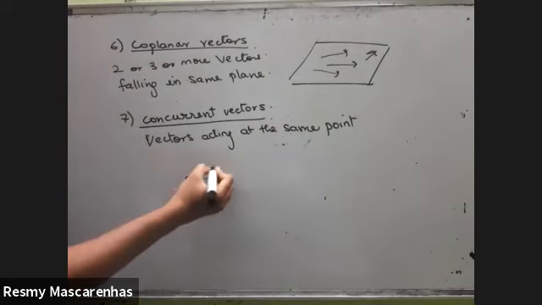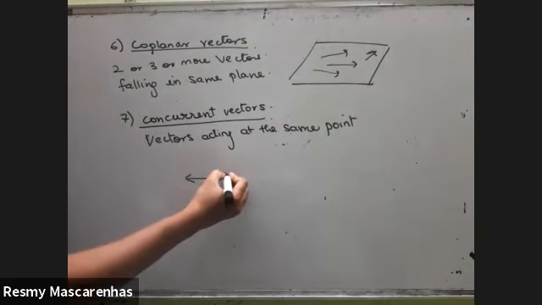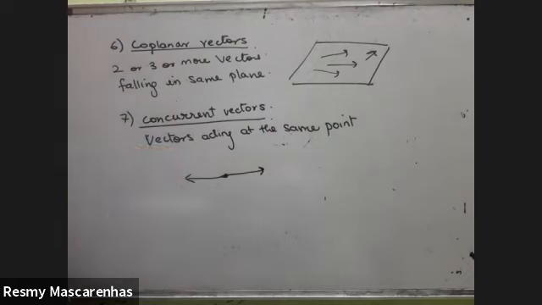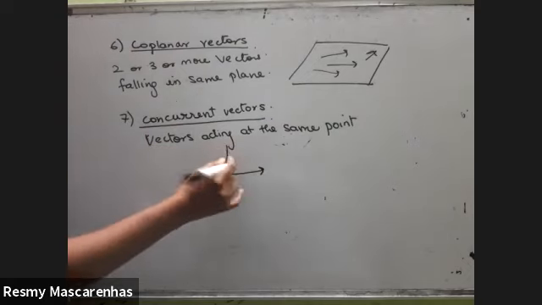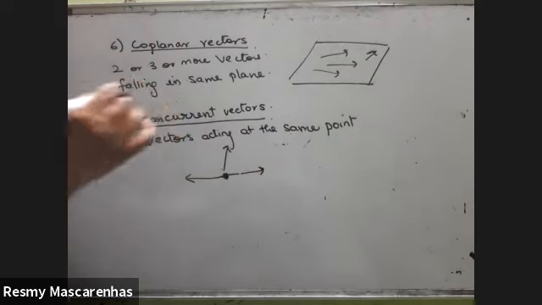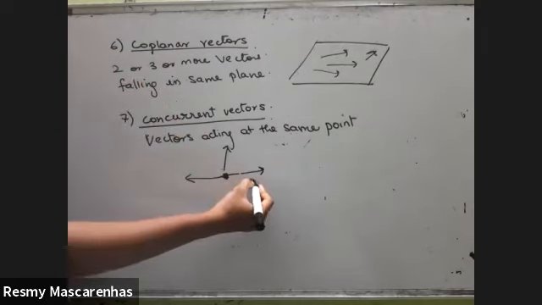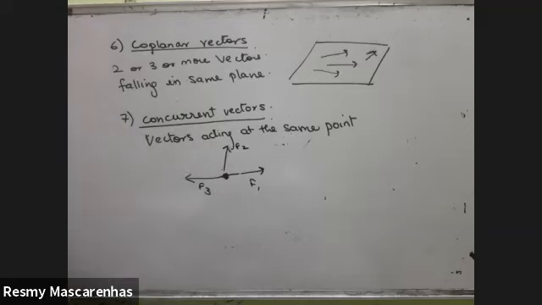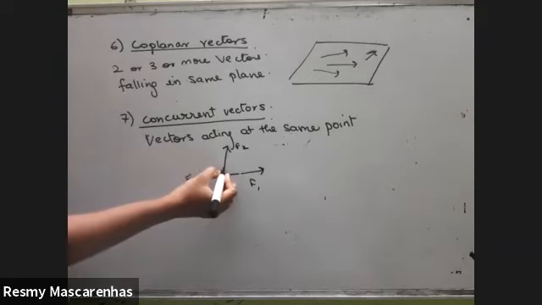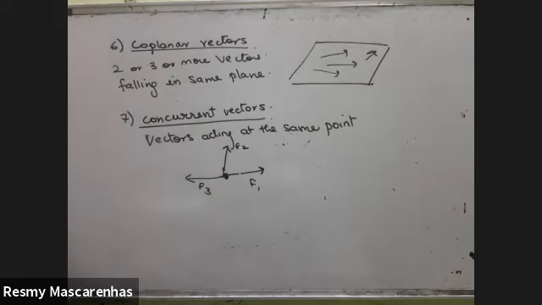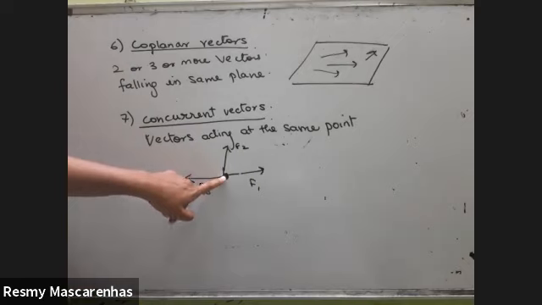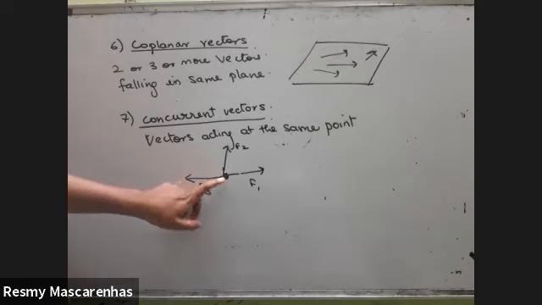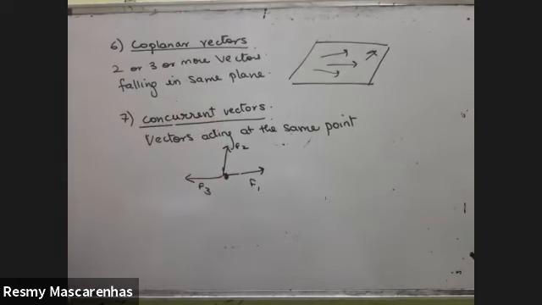Suppose you have a common point like this. One force is going this side, another going this side, F1, F2. So all these three forces are there. But finally, they are from the same common point. It's like originating from one single point. The body upon which the force is acting remains the same. So then they are called as concurrent vectors.